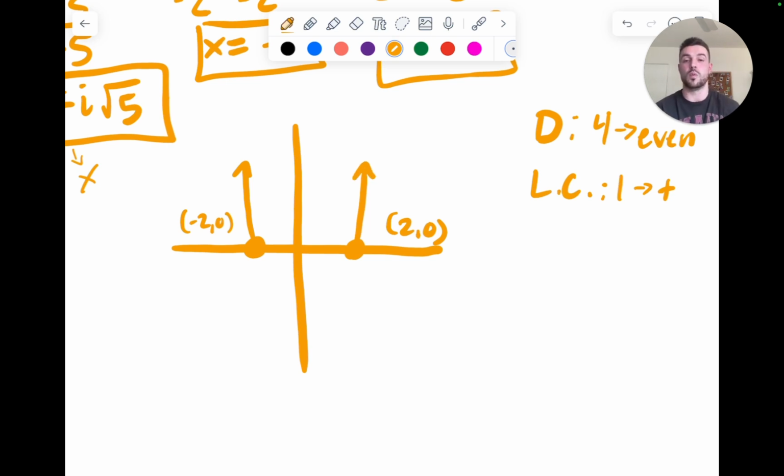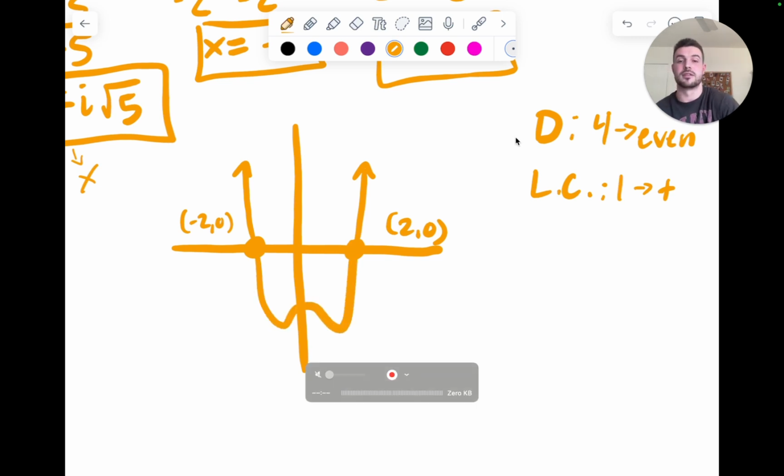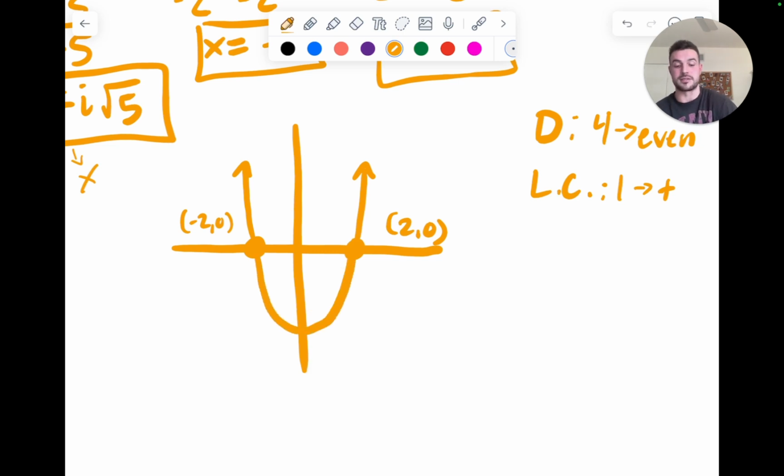Now, I don't know what the middle looks like. It could look something like this. It could just look like a quadratic and look like this. So really it doesn't matter. The key part is getting our x-intercepts narrowed down and then having the end behavior, okay?